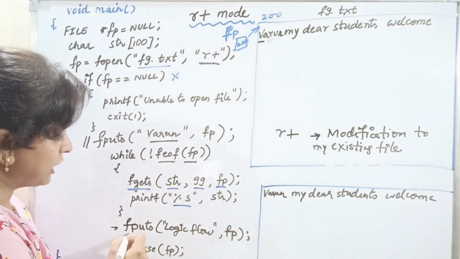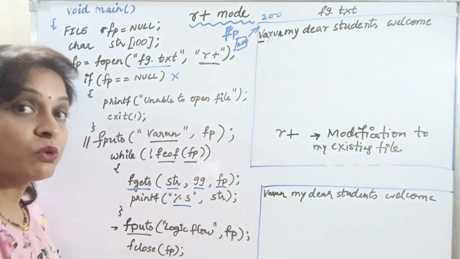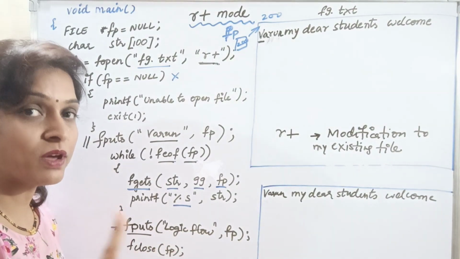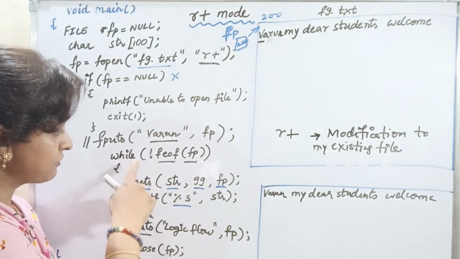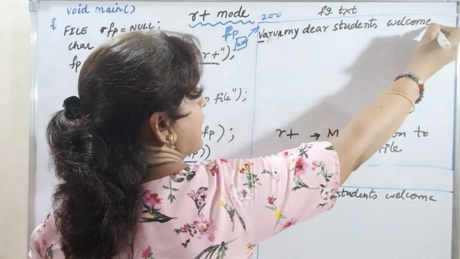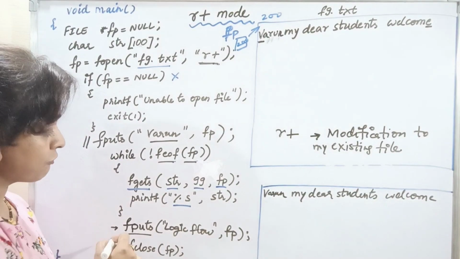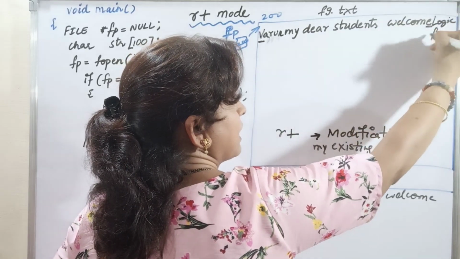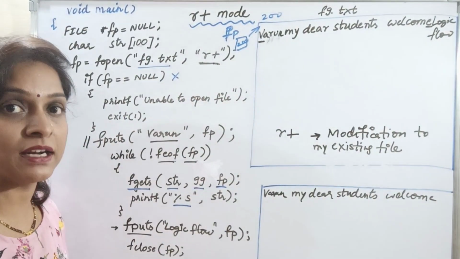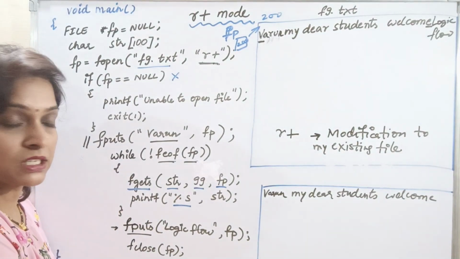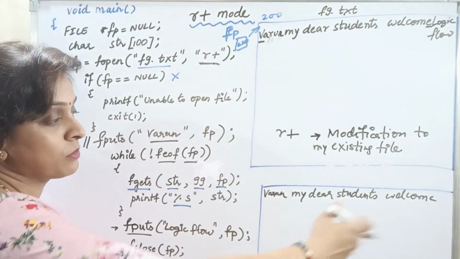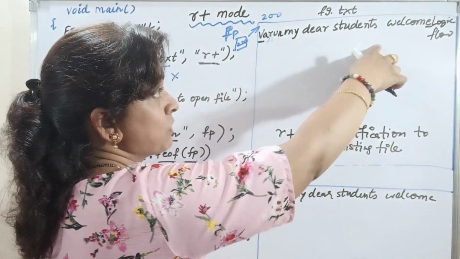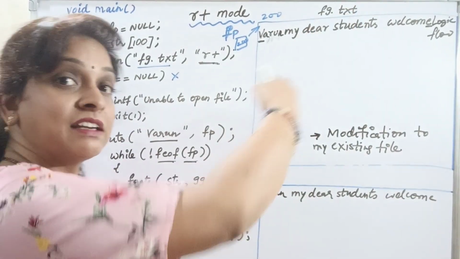Then I'm trying to put the content logic flow. Where will it be added? This is one more point: this content will not be overwritten. As we have read from the first position to the last, the pointer will be at the end. When I say fputs logic flow, the content will be added next to this. I don't have space here, so I'll write here. So it is logic flow added there. When you execute this, you get this message from the file, Varun, my dear students, welcome, and then when you go to f9.txt, you can find Varun, my dear students, welcome, and this content logic flow added at the last.